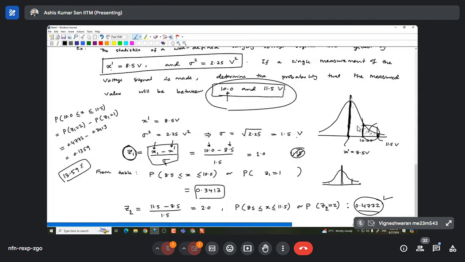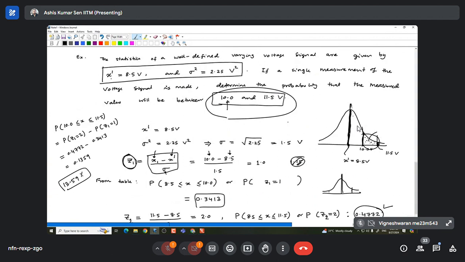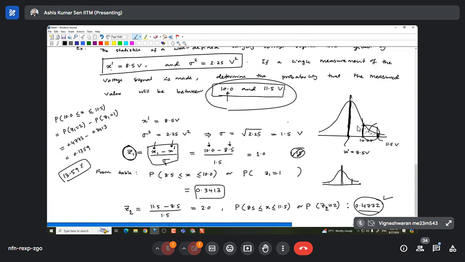Sir, one query I have. Suppose the question asks that we measure two points and find out the probability of where these two points will lie with respect to the mean. In the first case that we have taken, it is x1 minus x bar, and we have deduced that. Now for the second point.